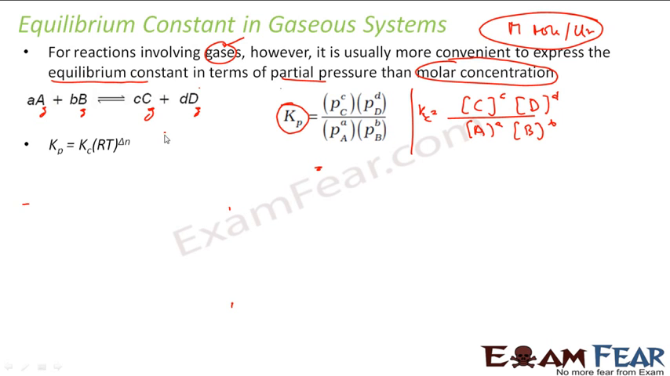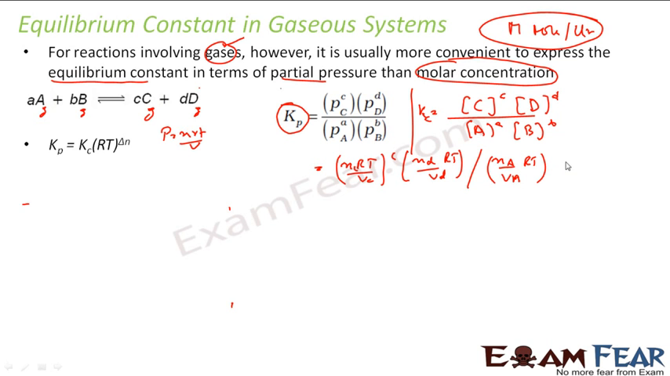So P is equal to, we know the gas law, nRT by V. So Pc I can write as nothing but nRT by Vc, right? To the power c. Pressure of D will be what? Moles of D, RT by volume of D, to the power d, divided by pressure of A, which will be moles of A, RT by volume of A, to the power a. And pressure of B will be moles of B, RT by volume of B, to the power b.